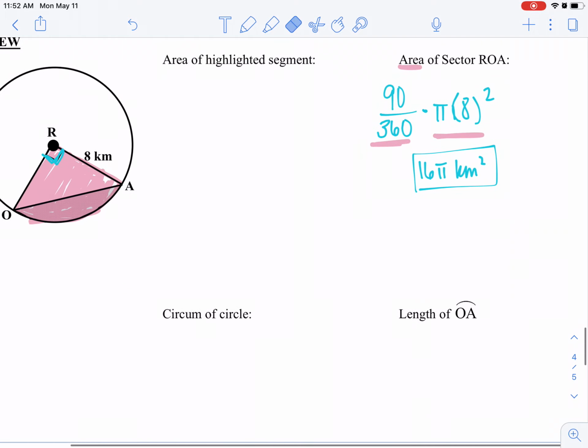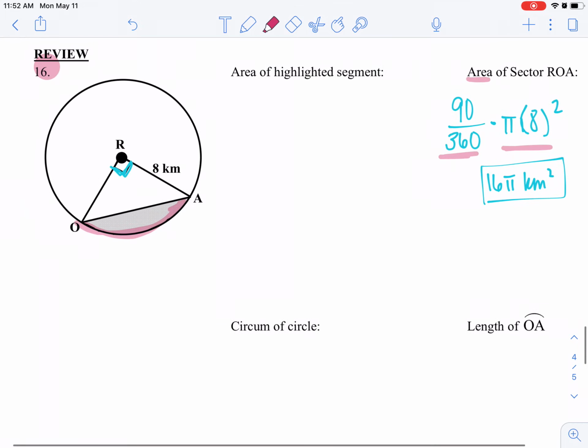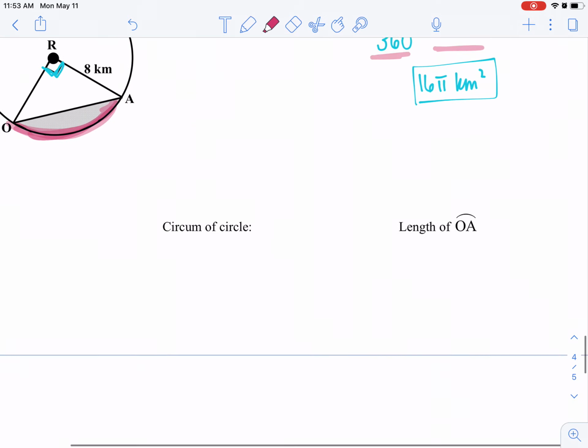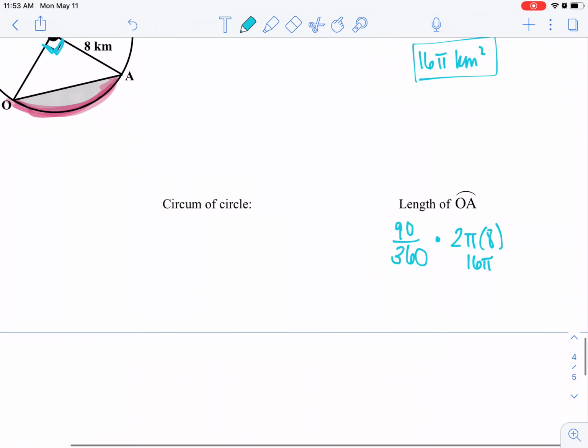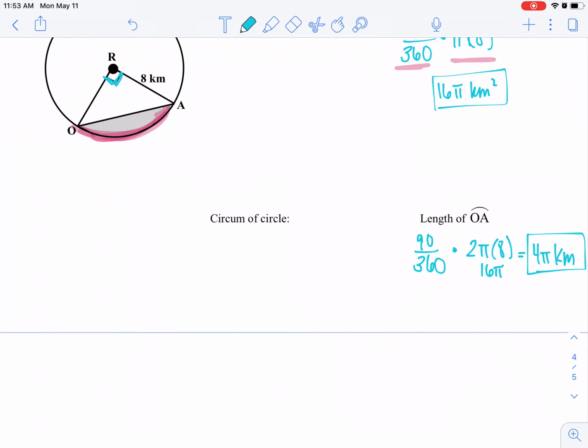Now it's the same idea with below when they want the length of the arc. They just want this fraction of their circumference. The circumference would be the distance around the whole circle. They don't want the distance around the whole circle. They just want this fraction of the circle. So it is the same 90 over 360. That's our fraction. This time times the circumference, 2 pi r, which is your 16 pi. So a quarter of the 16 gives us 4 pi kilometers. Again, leave your answer in terms of pi. Make sure you have your units, all that good stuff.